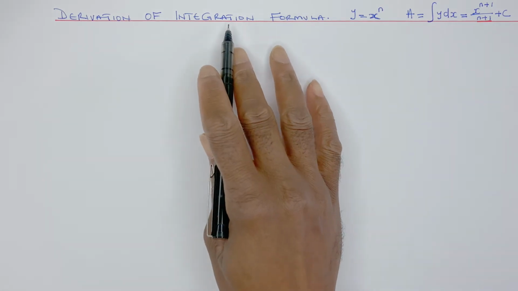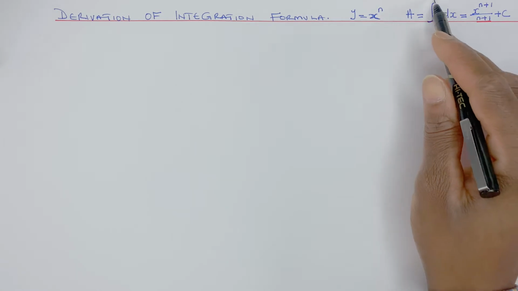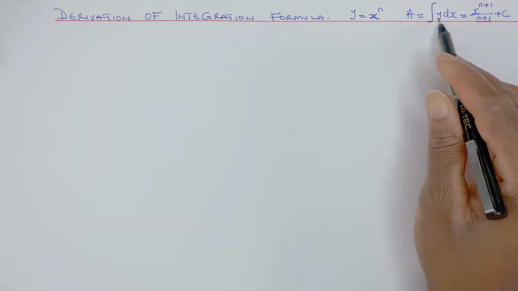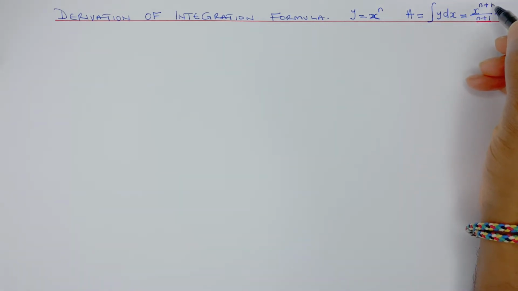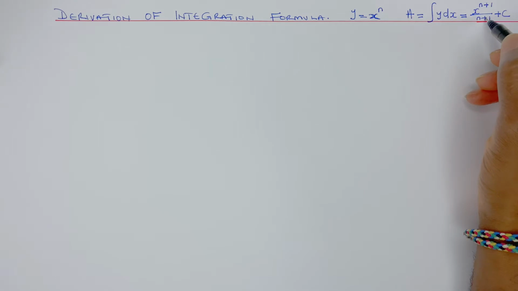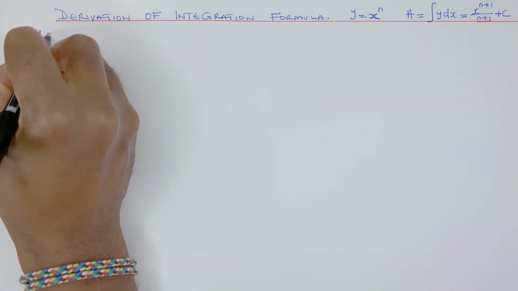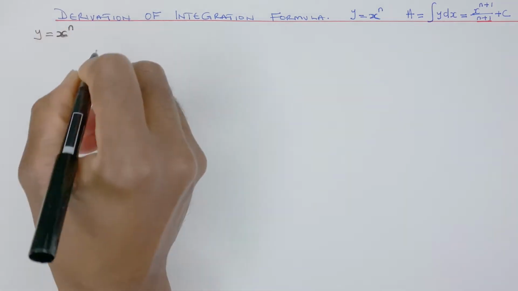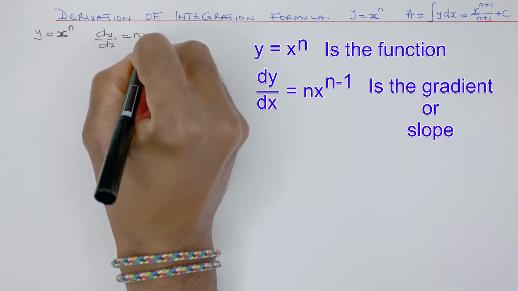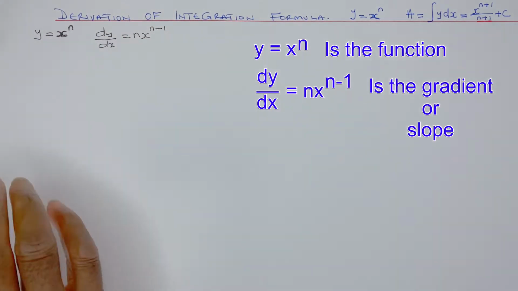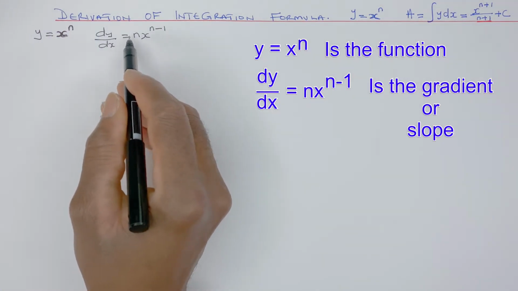Derivation of integration formula. y equals x to the power of n. Area equals integral y dx, that's the height times the length, equals x to the power n plus 1 divided by n plus 1 plus constant c. If y equals x to the power of n, then dy/dx equals n x to the power n minus 1. That's differentiation.